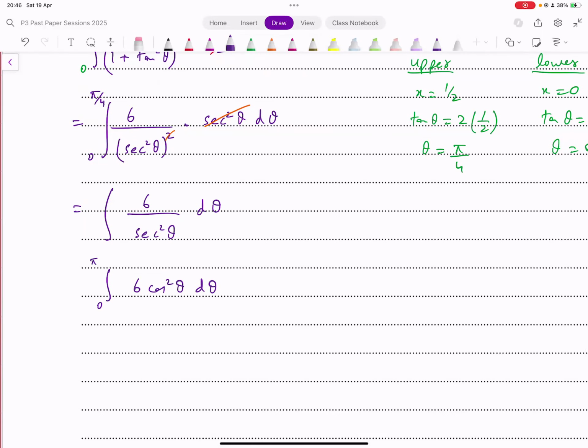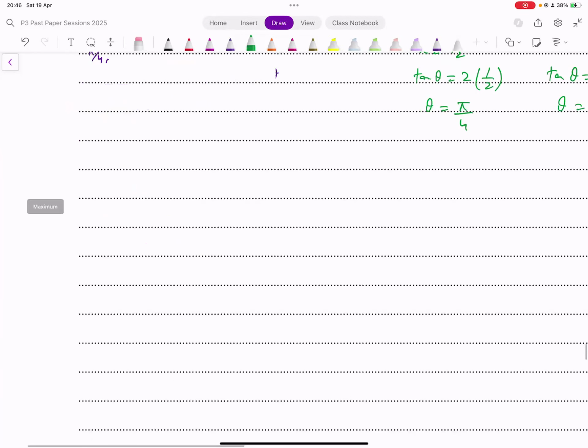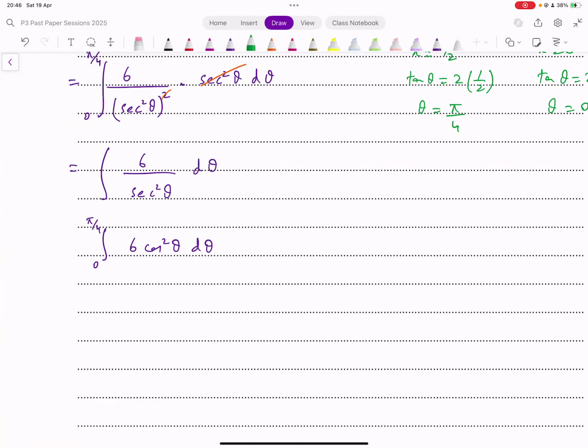Now, how do we integrate cos square theta? First of all, what should we not do? Let me tell you about that first. Cos theta whole squared, you cannot use the power rule here. You can't say cos theta whole cube divided by 3 and then the derivative of cos is minus sine theta divided by that. That's wrong. You cannot do it like that.